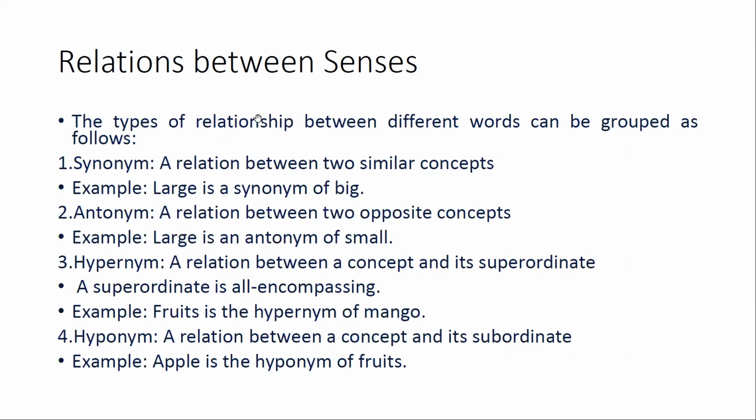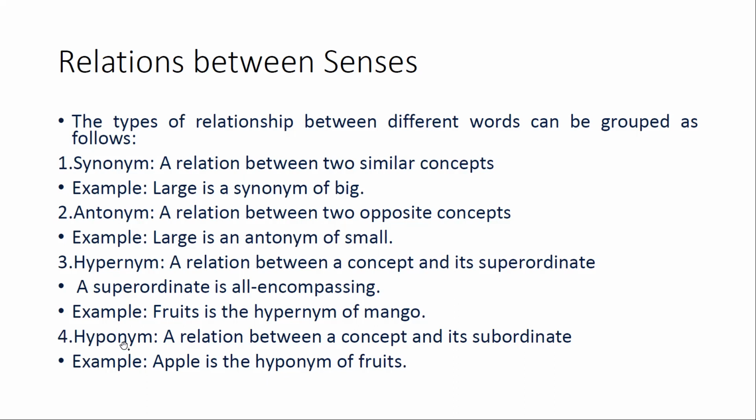Now, relationships between senses. There are multiple types of relationships that can exist for the senses. The relationship between different words can be grouped as follows: synonyms, antonyms, hypernyms, and hyponyms. For example, large is a synonym of big, right? Big and large are similar and are called synonyms of each other. And large is an antonym of small. Everyone must be clear about synonym and antonym, so I will not go into detail.